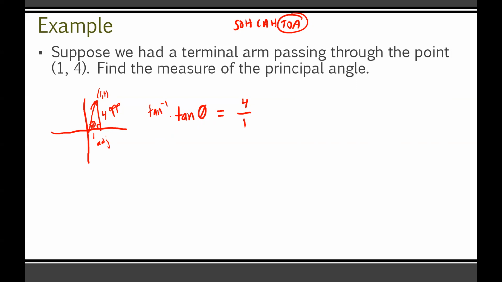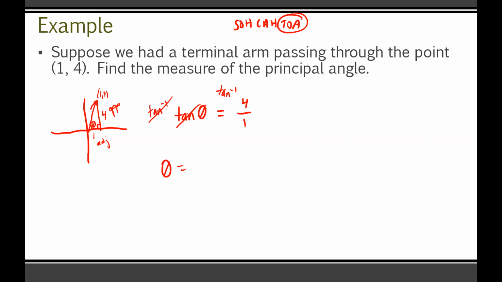That's your inverse tan. So if we take inverse tan of both sides of this equation, that'll knock out the tan on this side and just leave theta left over. So long story short, we've got theta equals the inverse tan of 4/1. I'm going to plug that in my calculator right now. Just make sure you're in degree mode.